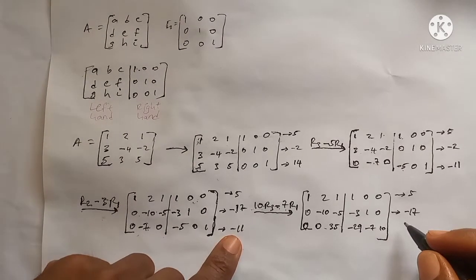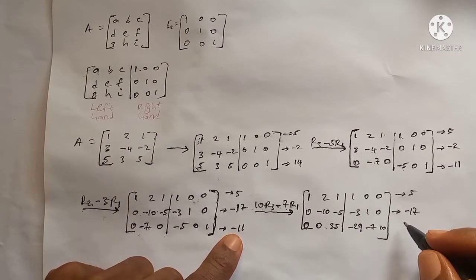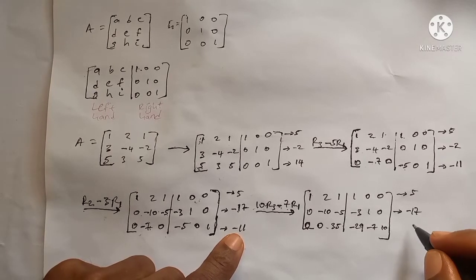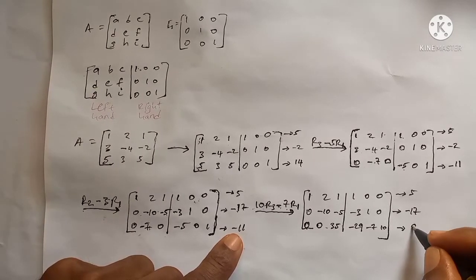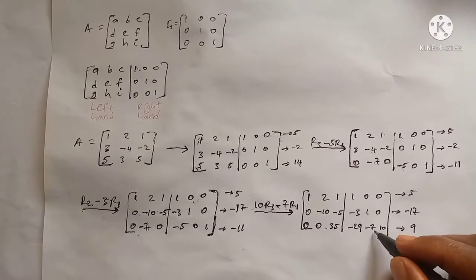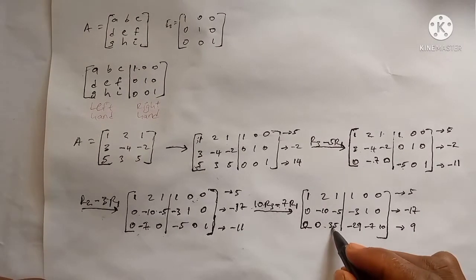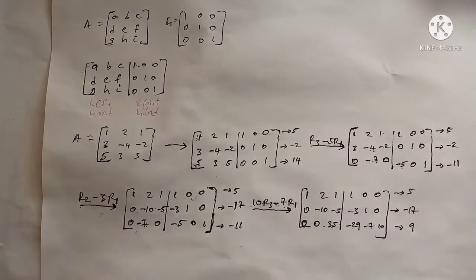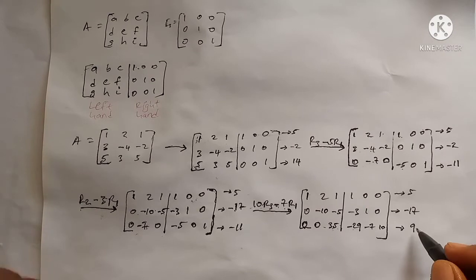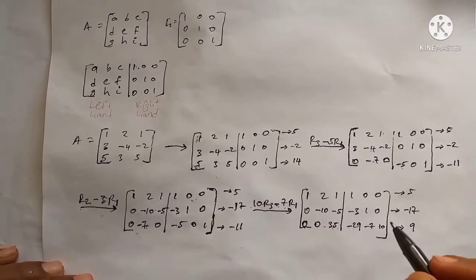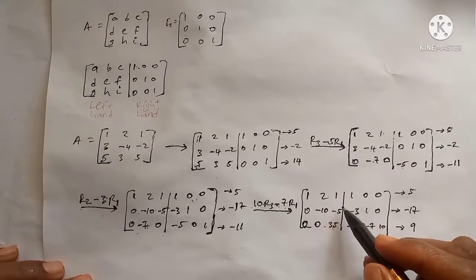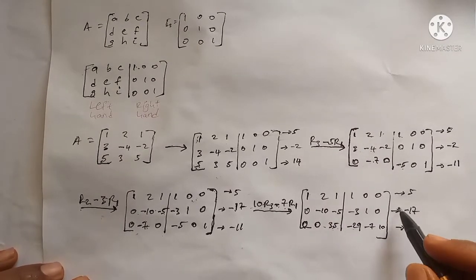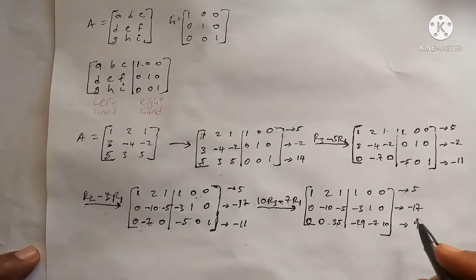Now let's do the same thing here. This is 10 times minus 11 minus 7 times minus 17, and that will give us 9. Now if you should calculate this thing here, if you should add 35 minus 29 minus 7 plus 10, you see that it will give us 9. Let's continue. Then we are done with these 3 zeros. Now it remains this, and this. We want to change the 3 of them to 0 in order to get the inverse of our matrix A.